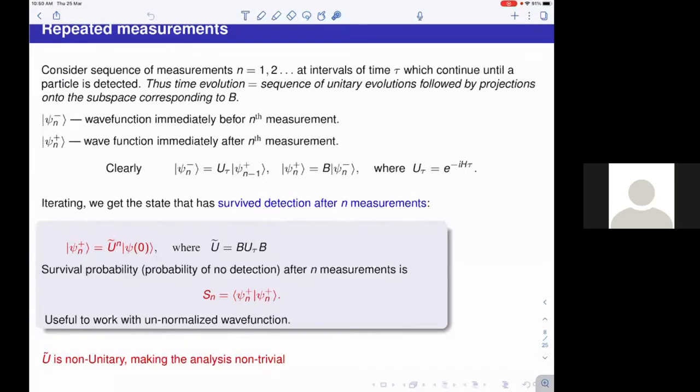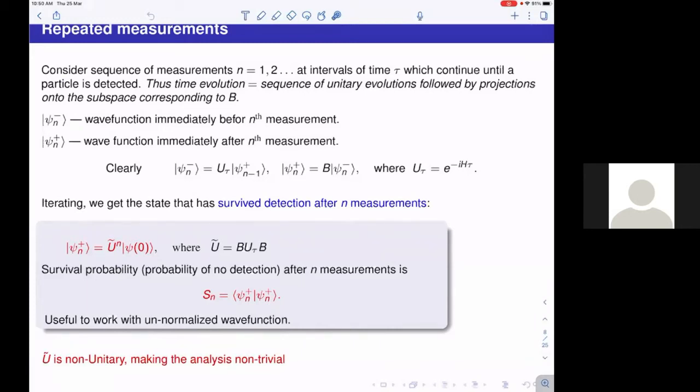Okay, because every time you project out, do some projection, the probability is decreasing, and the norm of this wave function basically gives us precisely the probability that the state has survived at the nth measurement.